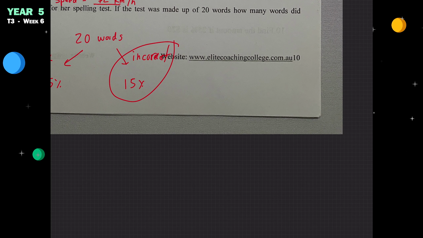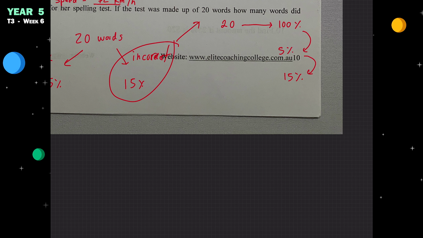So what we've got to do is find 15% of our 20. There are 20 words. That's all the words, so that's your 100%. And we want to know how many words is 15%. To go from 100 to 15 directly is not a good idea. Let's go from 100 down to a number like 5%, because I can go from 5 to 15 easily. To go from 100 to 5, I divide by 20. And to go from 5 to 15, I times it by 3.